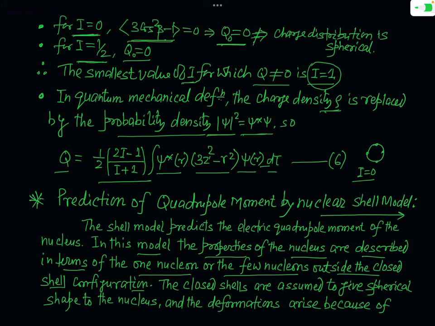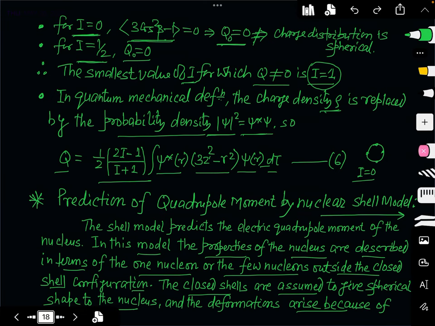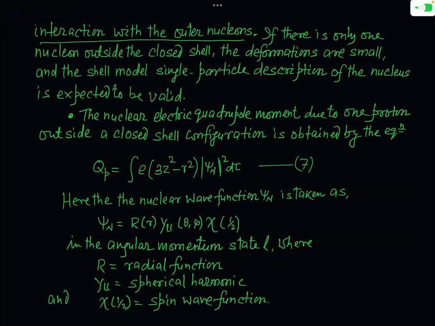So according to this cell model, the closed cells will be assumed spherical in shape. Okay, then what is the reason for the deformed shape of the nucleus? If the nucleus is not spherical, its shape has been deformed, what's the reason? Actually, deformation will be due to the unpaired nucleon present in the outer cell. So deformations arise because of the interaction with the outer nucleons, because the outer cells are incompletely filled, the odd nucleons are present in them, and for those cells the quadrupole moment will not be zero. And if the quadrupole moment is not zero, the nucleus will not be spherical, and such a nucleus will get deformed.